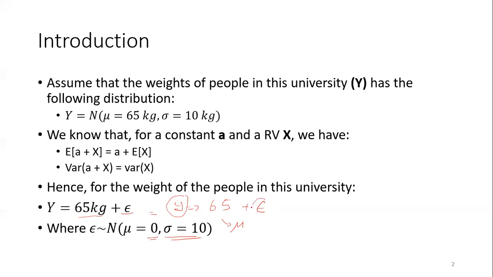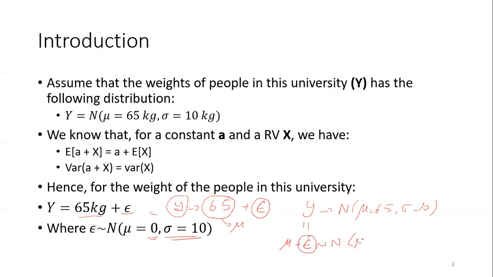Epsilon is a random variable, and 65 is a constant. So what I do is I write the normal random variable y, which is normal with mean 65 and standard deviation of 10. I write y as the sum of a constant, which is its mean, plus another random variable, epsilon, which is also normally distributed.